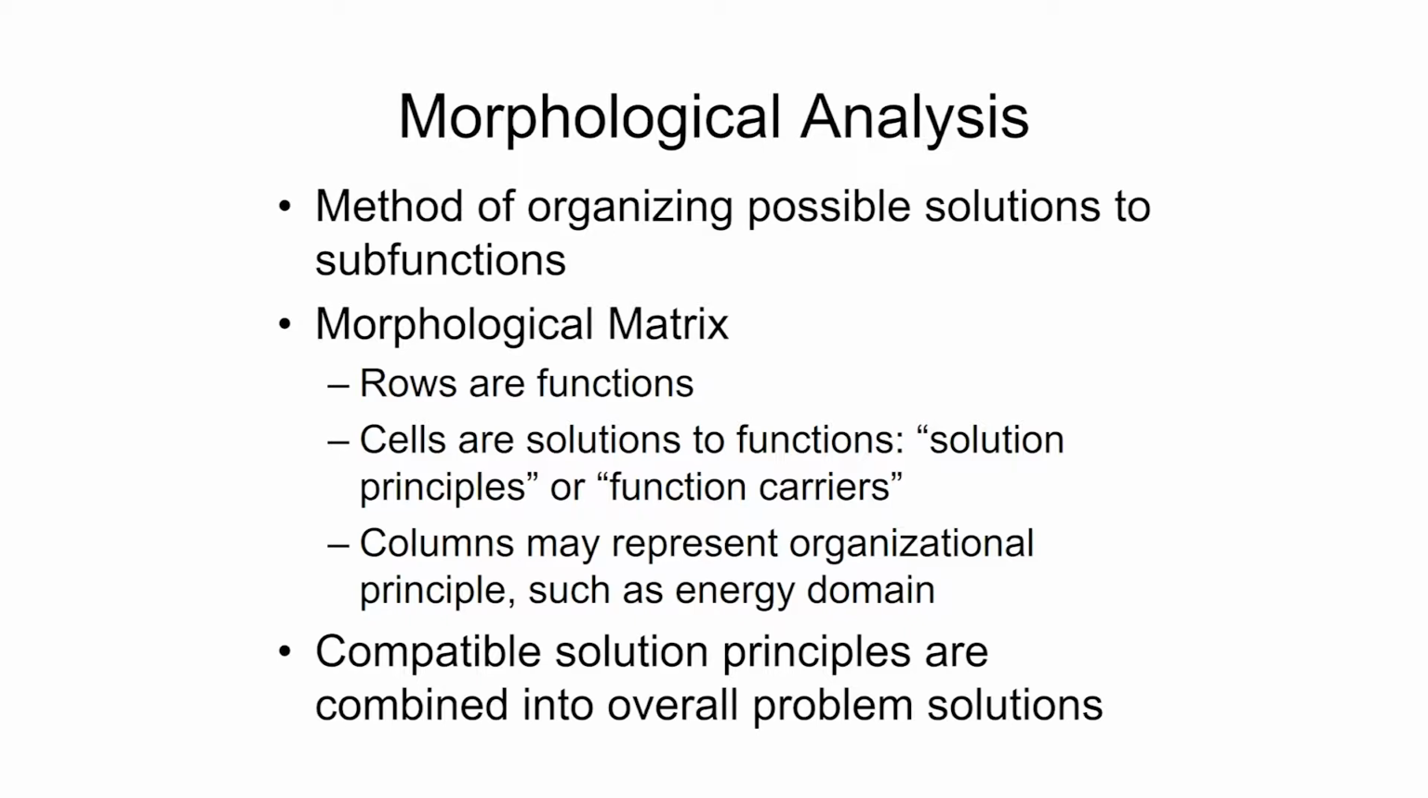So in each row there are a number of cells, and each cell is a solution to that. These are called solution principles, or sometimes they're called function carriers, but they're ways to solve that particular function. And sometimes we can organize the columns. It may make sense to organize them according to some principles such as energy domain. And I'll show you some examples of that later on in the segment. But the idea is that once you've got multiple solutions to each function, then you can combine those solution principles or function carriers that are compatible with each other and combine them into an overall problem solution.